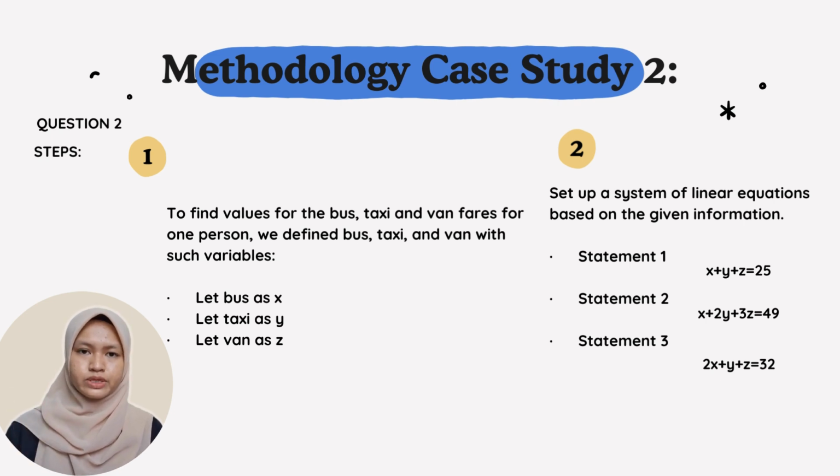Step number 2, set up a system of linear equations based on the given information. For statement number 1, we will get x plus y plus z equals 25. For statement number 2, x plus 2y plus 3z equals 49. And statement number 3 will be 2x plus y plus z equals 32.